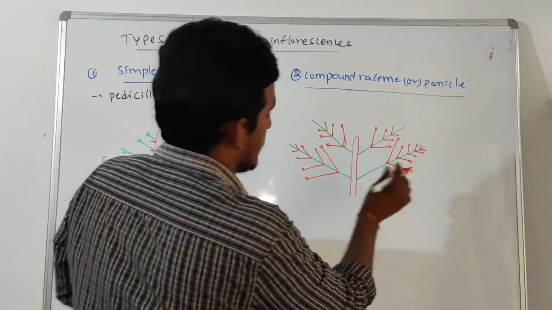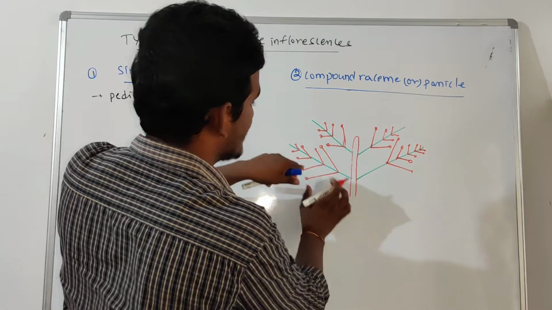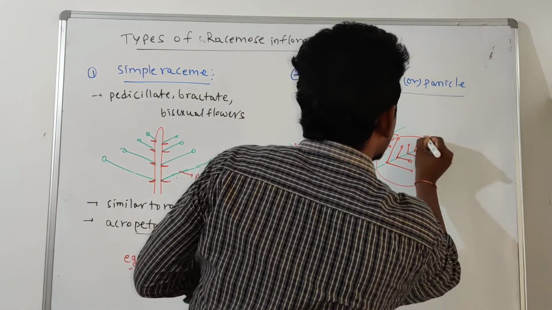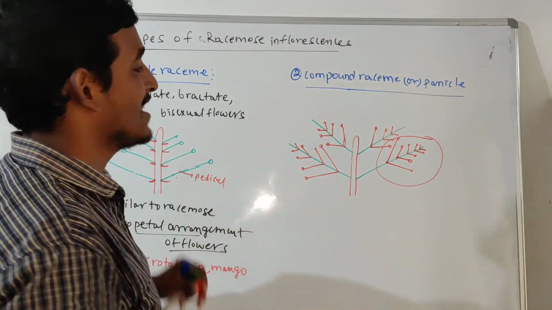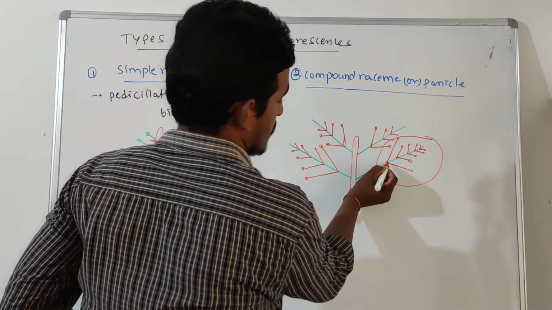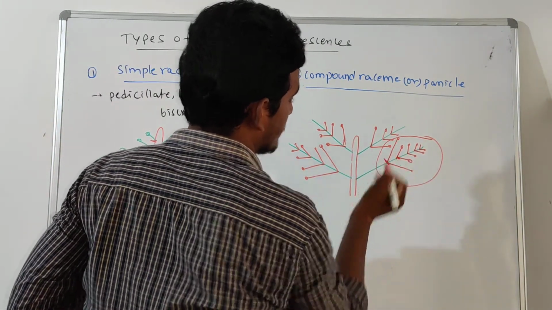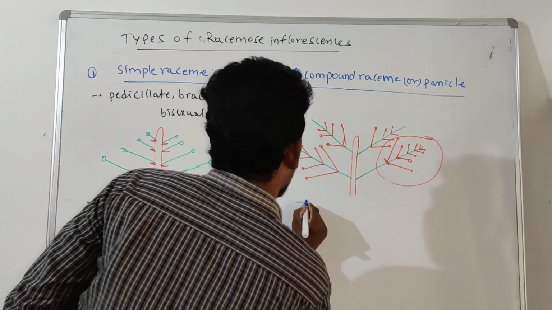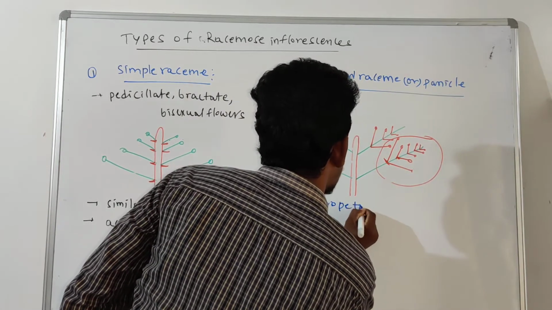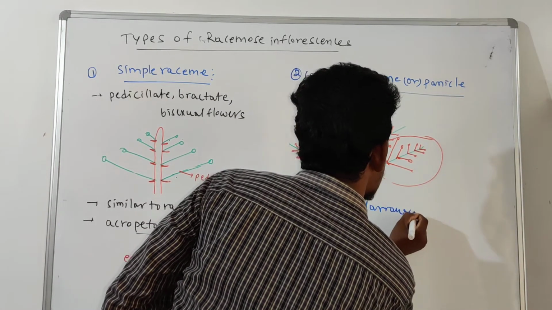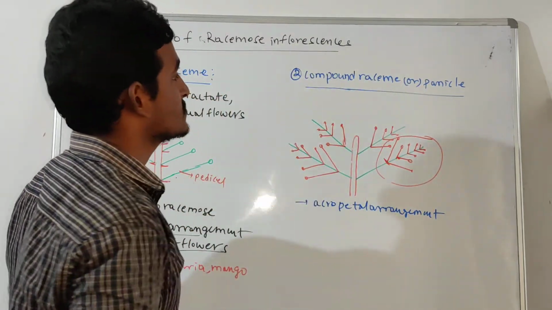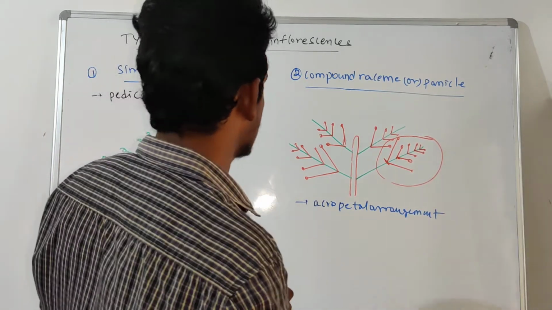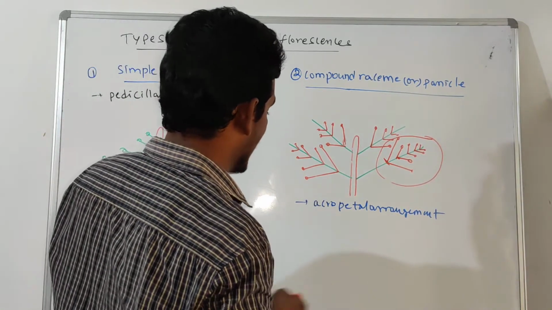Right? See, here the compound raceme has various branches, but in a single branch the branching is absent. If you separate this one, the single branch represents a simple raceme inflorescence. Here also pedicellate, bracteate and bisexual flowers are present, and along with that they show an acropetal arrangement. Right? So that is about a compound raceme inflorescence. Examples for compound raceme inflorescence are mango and neem.